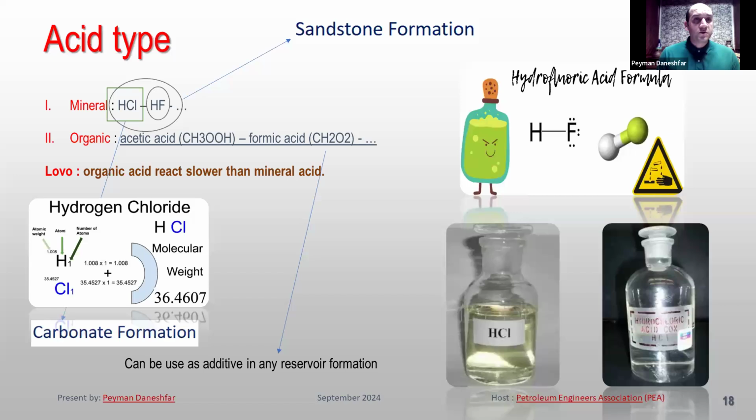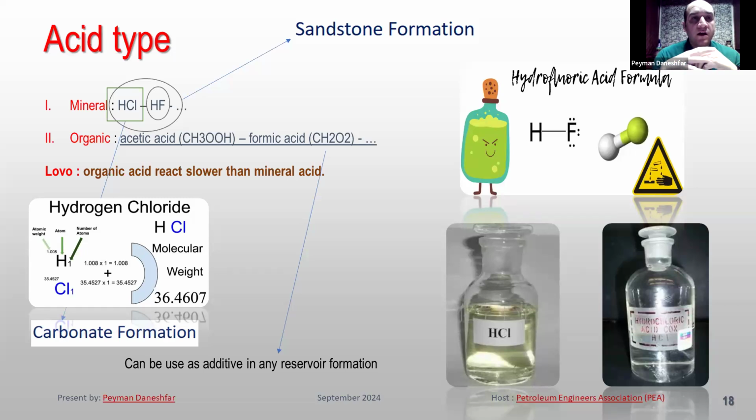In sandstone formations, we use the mixture of HCl and HF, what we call mud acid. But in a carbonate formation, we use HCl acid. We can use organic acids like acetic or formic acid, but acetic acid and formic acid are organic acids that react slower than a mineral acid.